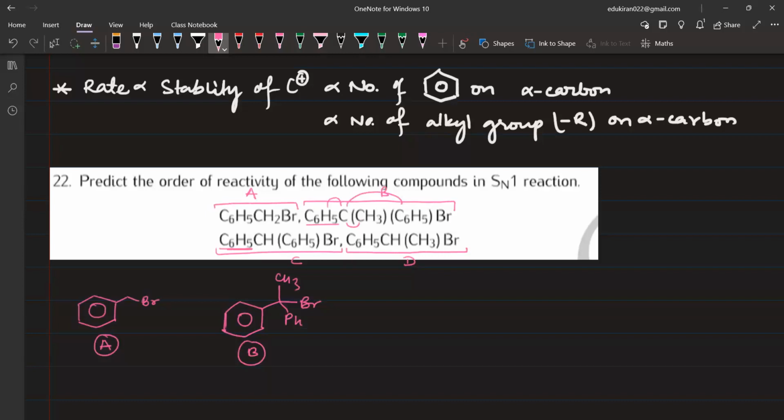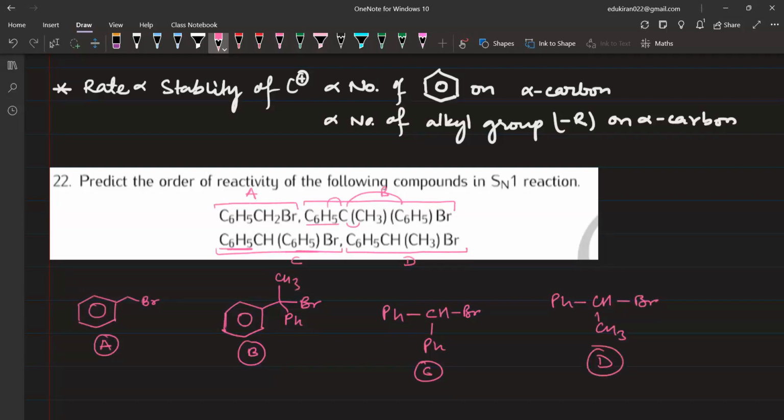And next we have one C6H5 and two C6H5. So I will just write PH that is connected to a carbon atom. And this is having one more PH and then hydrogen and then Br. This is the C structure. And then in the last C6H5, you have a CH3. So PH, and then you have CH, which is having a CH3. And then further you are having a Br. This is the D structure.